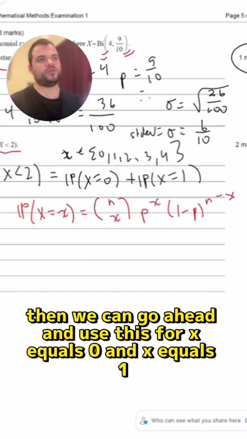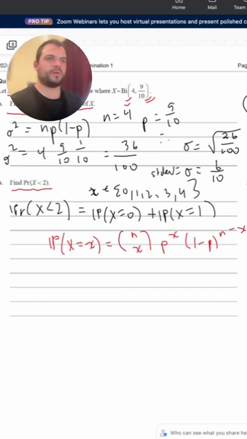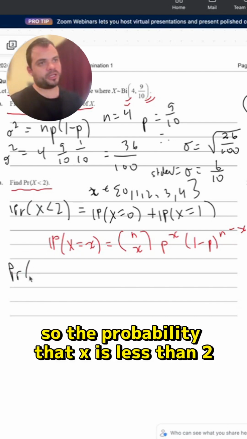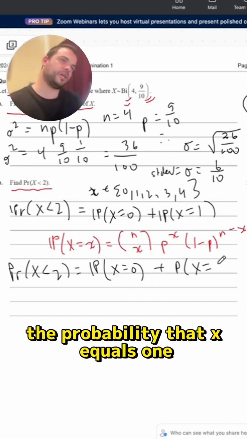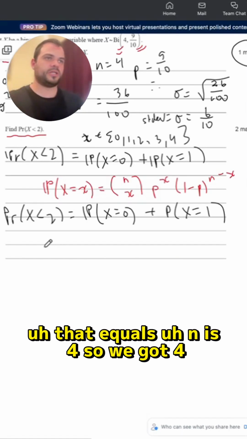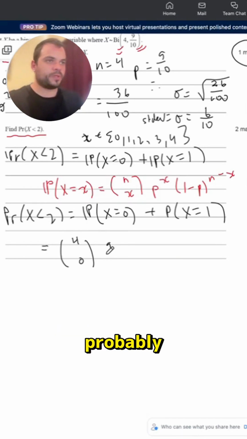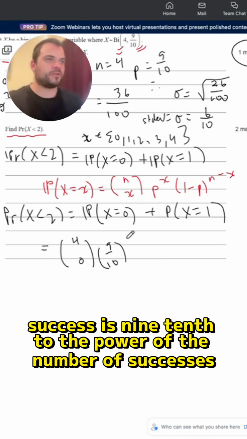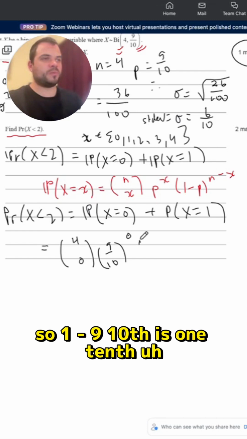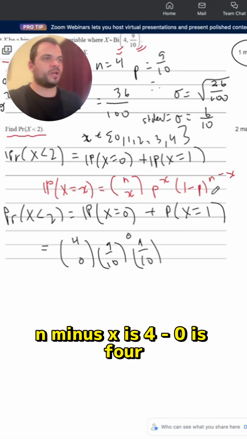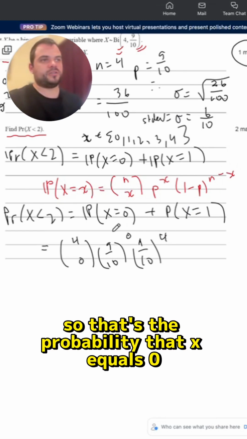Then we can go ahead and use this for x equals 0 and x equals 1. So the probability that x is less than 2 equals the probability that x equals 0 plus the probability that x equals 1. That equals, n is 4, so we've got 4 choose 0. Probability of success is 9/10 to the power of the number of successes, which is 0. And then we've got 1 minus p, so 1 minus 9/10 is 1/10. N minus x is 4 minus 0 is 4. So that's the probability that x equals 0.